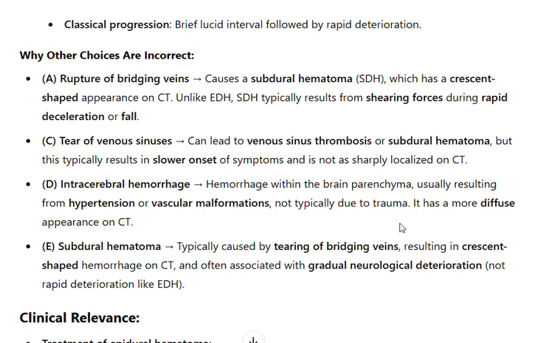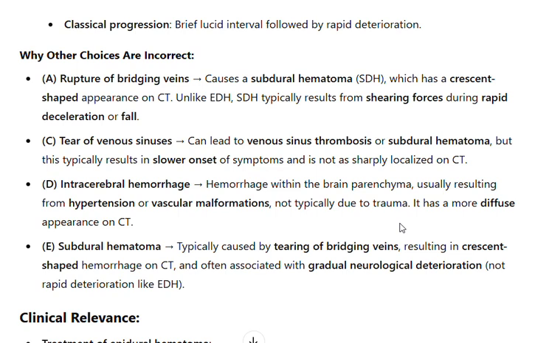C. Tear of venous sinuses can lead to venous sinus thrombosis or subdural hematoma, but this typically results in slower onset of symptoms and is not as sharply localized on CT. D. Intracerebral hemorrhage is within the brain parenchyma, usually resulting from hypertension or vascular malformations, not typically due to trauma. It has a more diffuse appearance on CT.